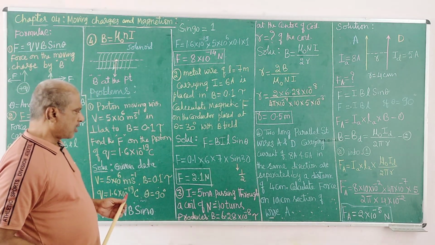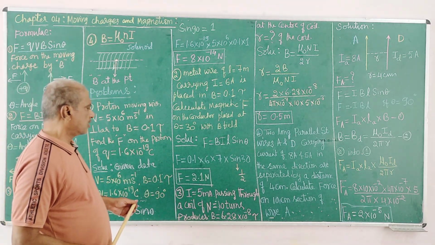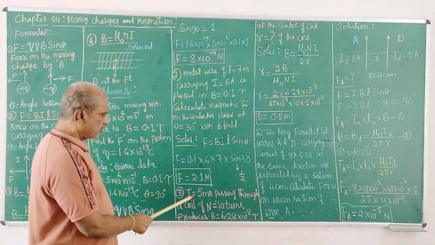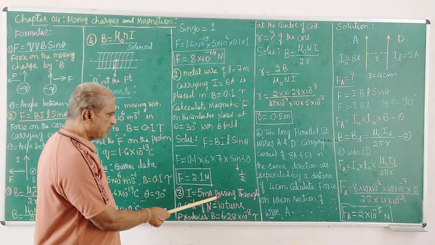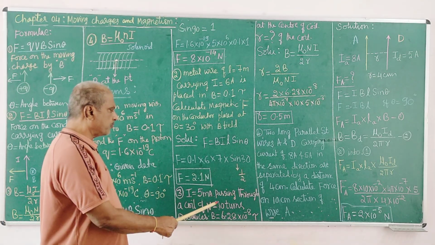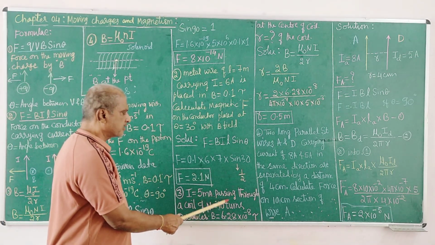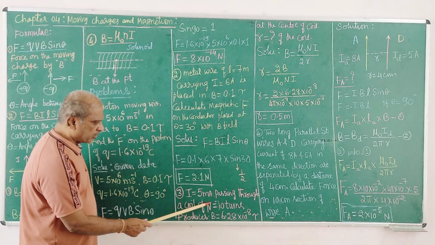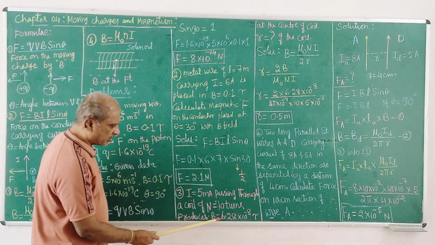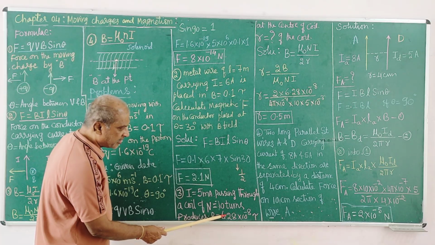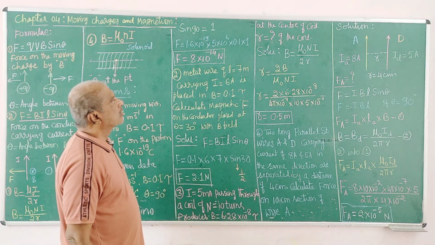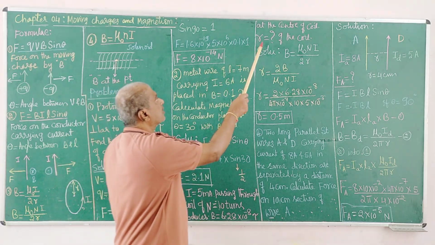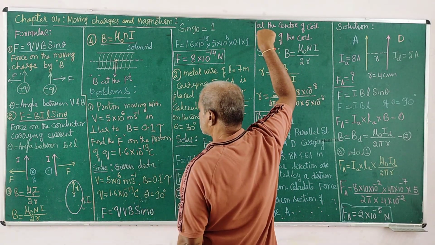And the next problem is, a current of 5 milliamperes is passing through a coil of 10 turns. This coil produces a magnetic field of this strength at the center of the coil. If that is so, what would be the radius of the coil? That is the problem.